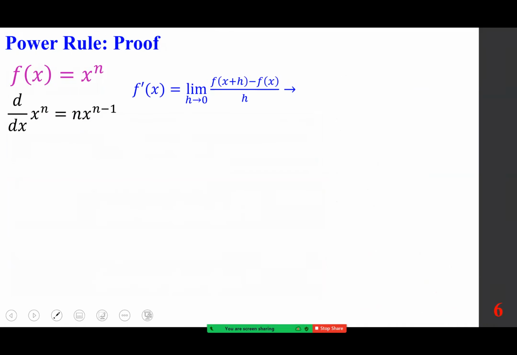Let's look at the proof for the power rule. You're not responsible for that, but if you can follow it, it makes it easier to understand the concept. So to prove that the derivative of x to the power of n is n x to the power of n minus 1, we're going to go to the basics. That means the definitions. And to do that, there are a couple of things we need to do.